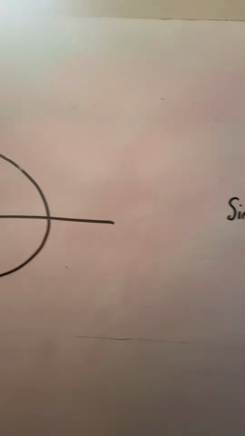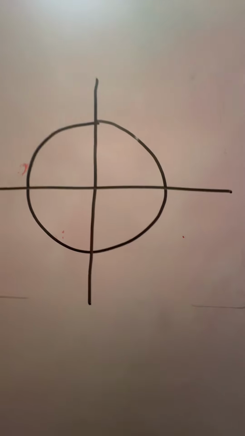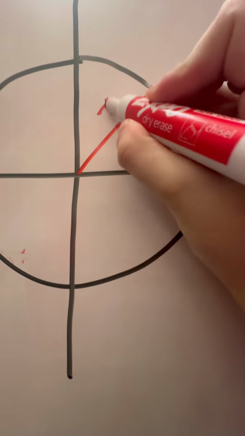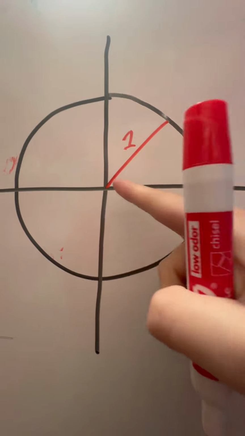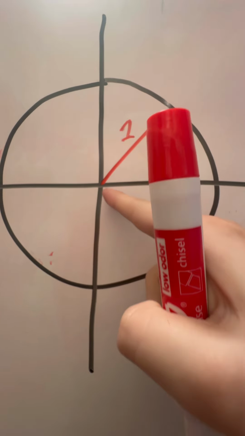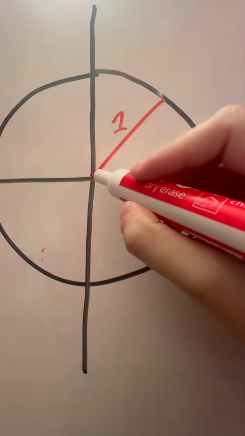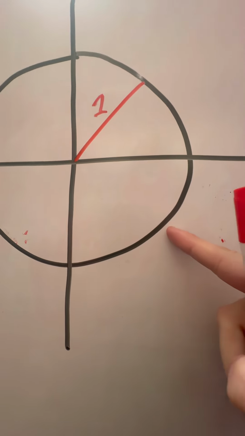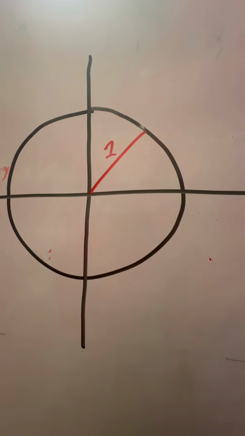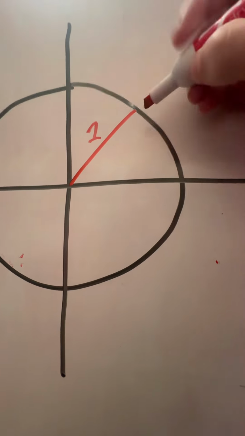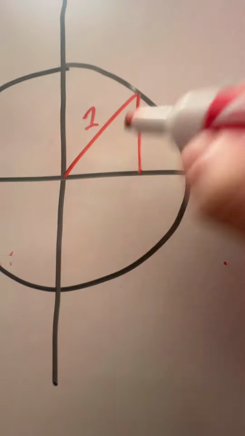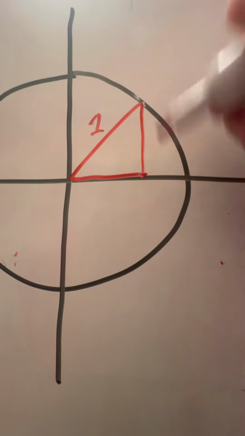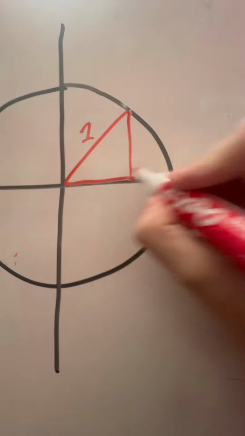Okay, so if we go back to our unit circle here, we can remember that the radius of the unit circle is 1, right? And so any distance from the center, so this would be 0, comma 0, out here to the end of the circle is going to be a length of 1. That's basically what that means. And we can actually draw a triangle here. Basically just the distance from here to here, the vertical distance, and the horizontal distance.